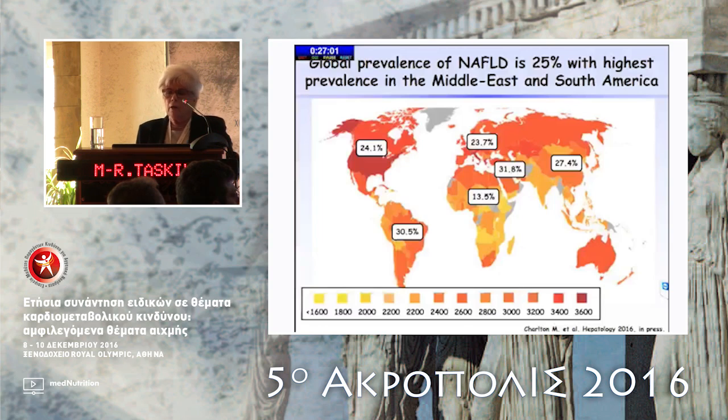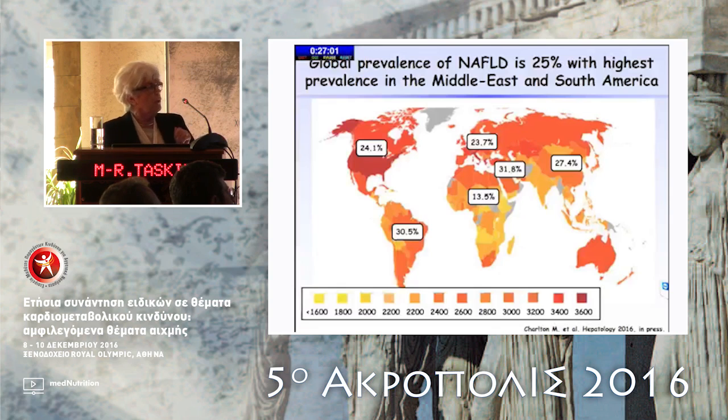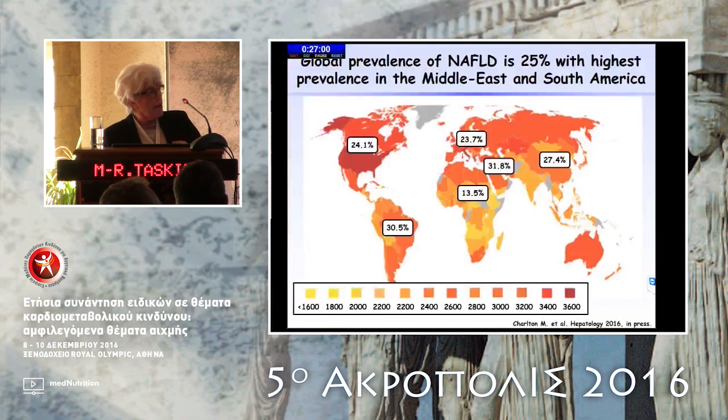So where does the liver fat come from? That is, of course, a key issue over here. We need to understand liver lipid metabolism to understand how fat accumulates in the hepatocytes. There are two important processes: the input of fat into the liver and then the output of fat from the liver.